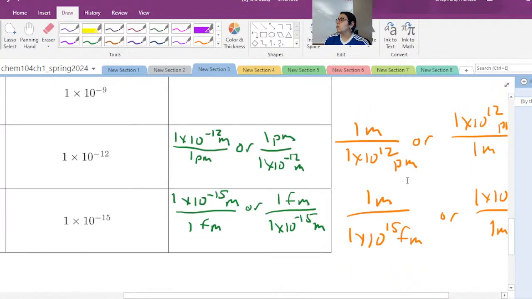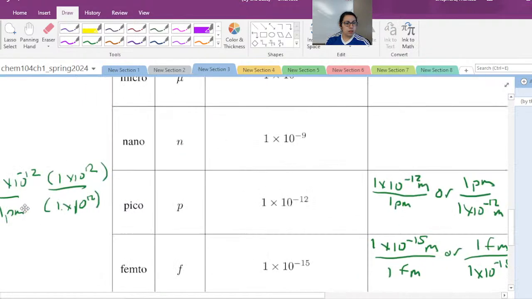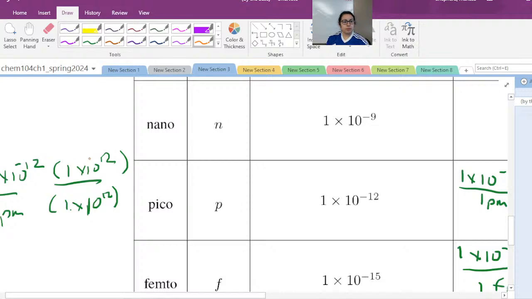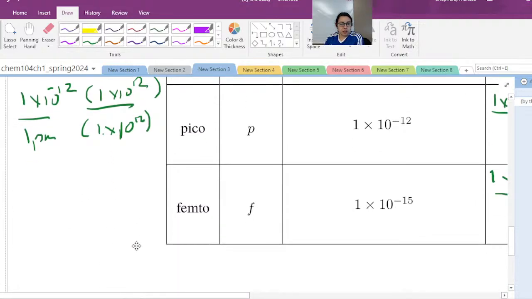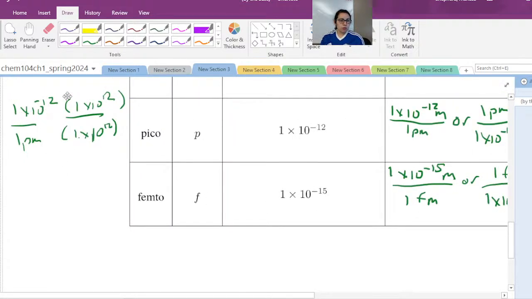I was confused when you multiply to make the exponent positive, and you multiply the top of the fraction and the bottom of the fraction by 1 times 10 to the positive 12. Why would the bottom still be 1 if you're multiplying? So the top goes to 1. So 1 times 10 to the negative 12 times 1 times 10 to the 12 goes to 1. And then the 1 picometer goes to 1 times 10 to the 12. So that's how you get that 1 meter is 1 times 10 to the 12 picometers.